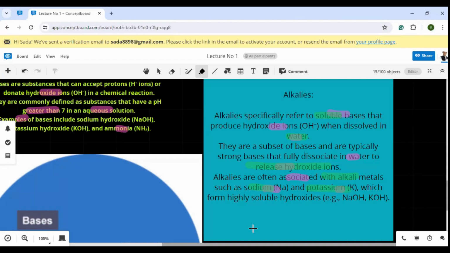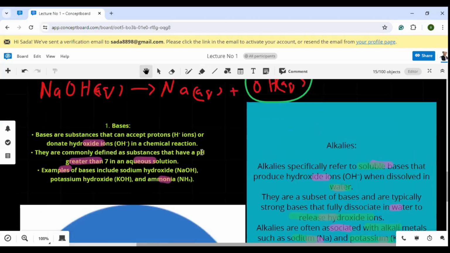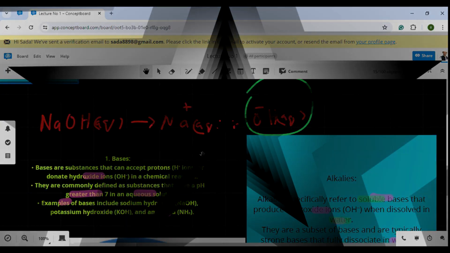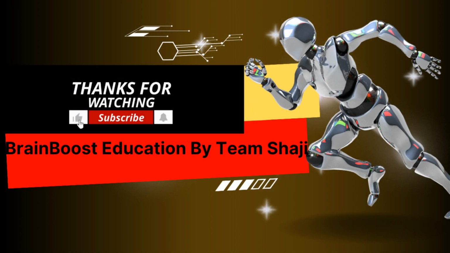So this is all about the difference between bases and alkalis, or we can say the soluble and insoluble bases. I hope it is clear now about bases and alkalis.